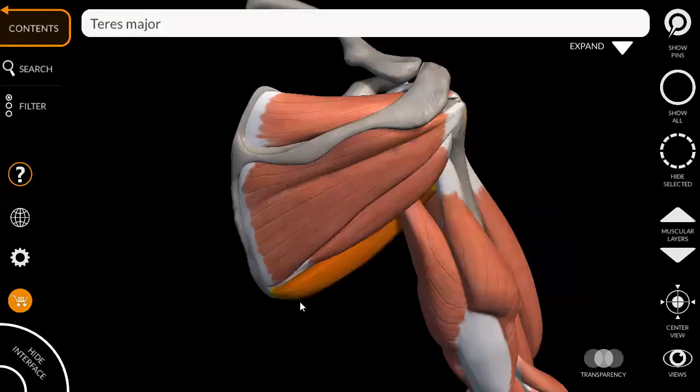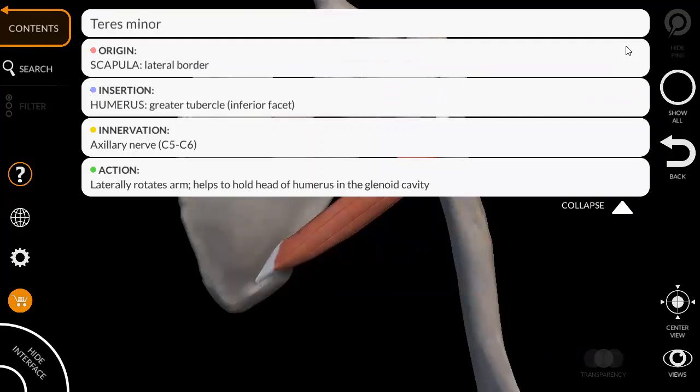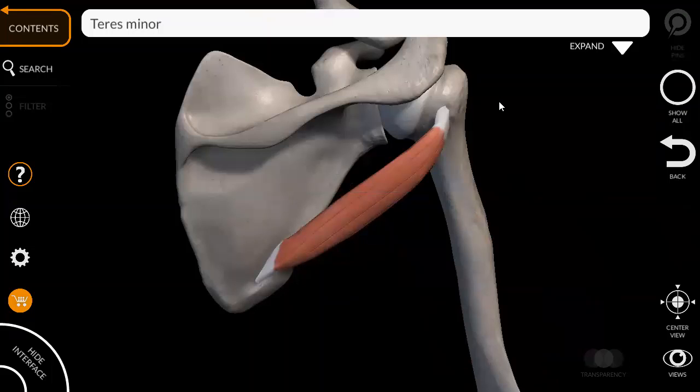Sorry, and this one is called teres major, and this is teres minor. Teres major and minor have an origin and insertion in the scapula and humerus. It's kind of tricky when you have tests, because they all originate and insert in basically similar places, but different places in specific.